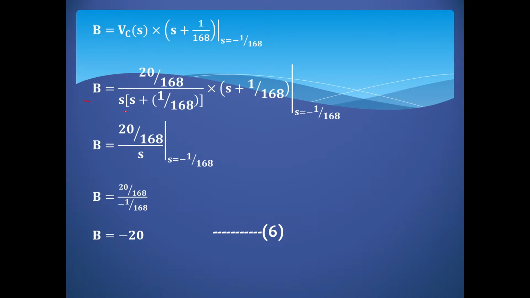20 divided by 168, divided by s into s plus 1 by 168, into s plus 1 by 168, at s equal to minus 1 by 168. This term, they will cancel. Sorry, what is left over? 20 divided by 168 by s, at s equal to minus 1 by 168. Substitute that instead of s. What do you get? B equal to 20 by 168 divided by minus 1 by 168. So 168, 168 cancel. Left over, B is equal to minus 20.